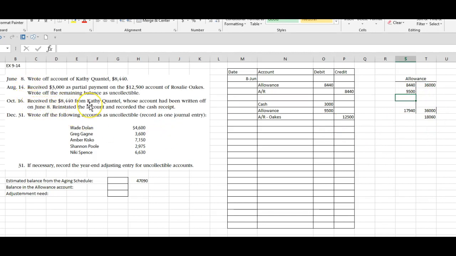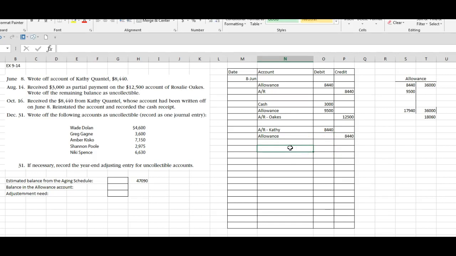Now, Kathy came back and paid her bill. Oh my, this is that two-step one. First of all, I've got to put her back into accounts receivable. And that's a debit, right? And now I took her out of the allowance up here, so I've got to put her back in. I've got to reverse that entry because it's no longer true.